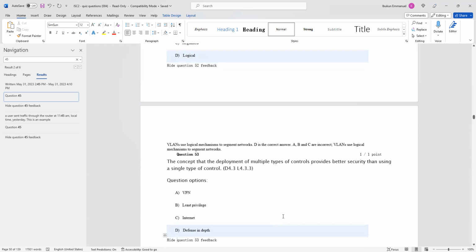Now, the concept that the deployment of multiple types of controls provides better security than using a single type of control. What is that referred to as? The answer to that is defense in depth. But let's take a look at the wrong answers. What is a VPN, a virtual private network? Can anyone who's been reading for this exam tell me what a VPN is, please? A virtual private network.